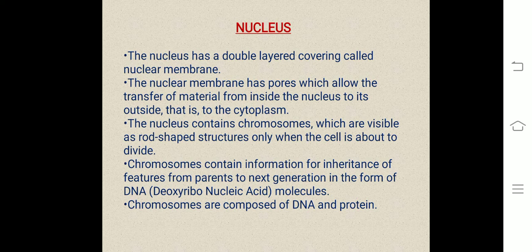In a cell which is not dividing, this DNA is present as a part of chromatin material. Chromatin material is a mass of thread-like structures which is present inside the nucleus only when the cell is not dividing. But once the cell is about to divide, the chromatin material gets organized into chromosomes. Thus, the nucleus plays a central role in cellular reproduction, a process by which a single cell divides and forms two new cells.